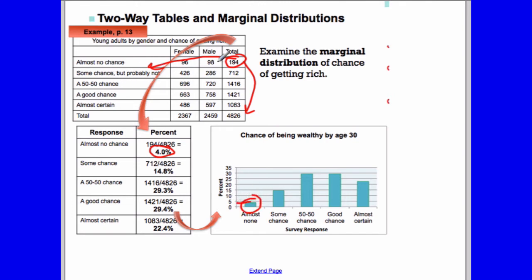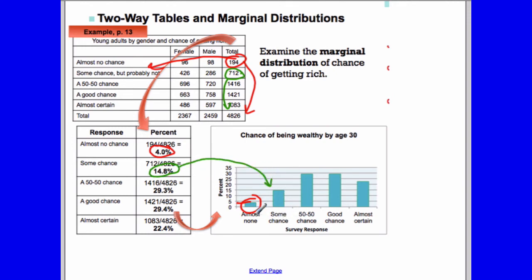Then I can do some chance. Well, looking at some chance, we've got 712 out of 4,826. That's what this is. And that's 14.8%. That's the graph for here.